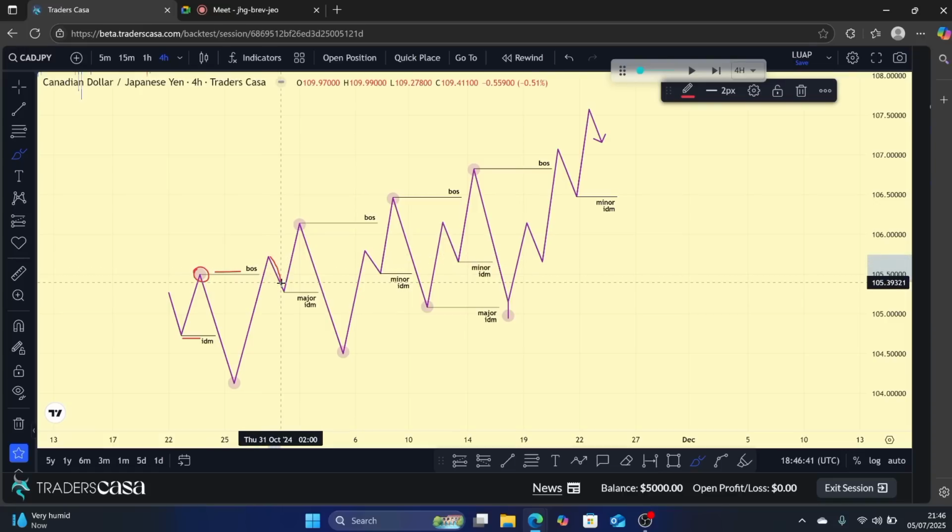You can clearly see this valid pullback right here, and at the low of this valid pullback, that sell side liquidity, because this is the recent valid pullback, is what we call the inducement. In this case, it's a major inducement because it occurred after the break of structure. So you can clearly see price retraced, took out the major inducement, and once that happens, this one is confirmed to be a swing point.